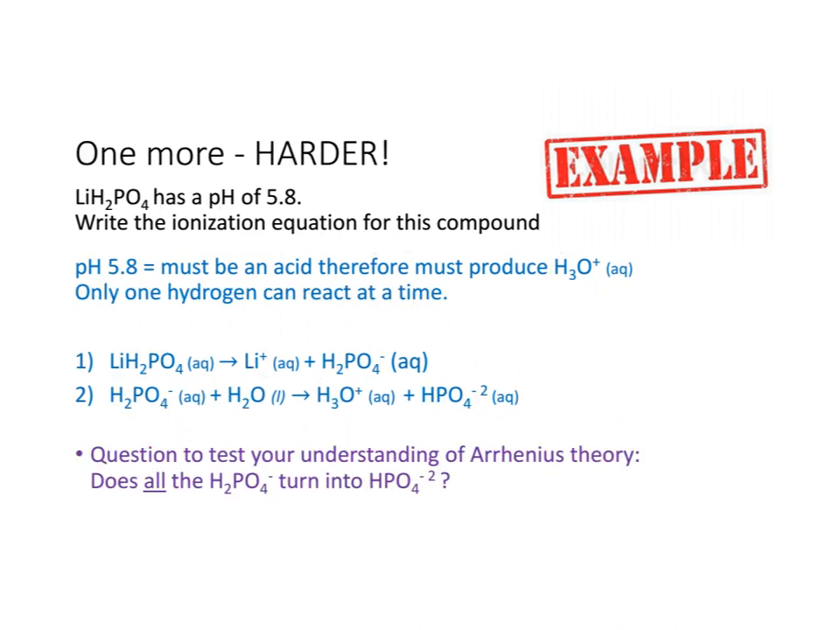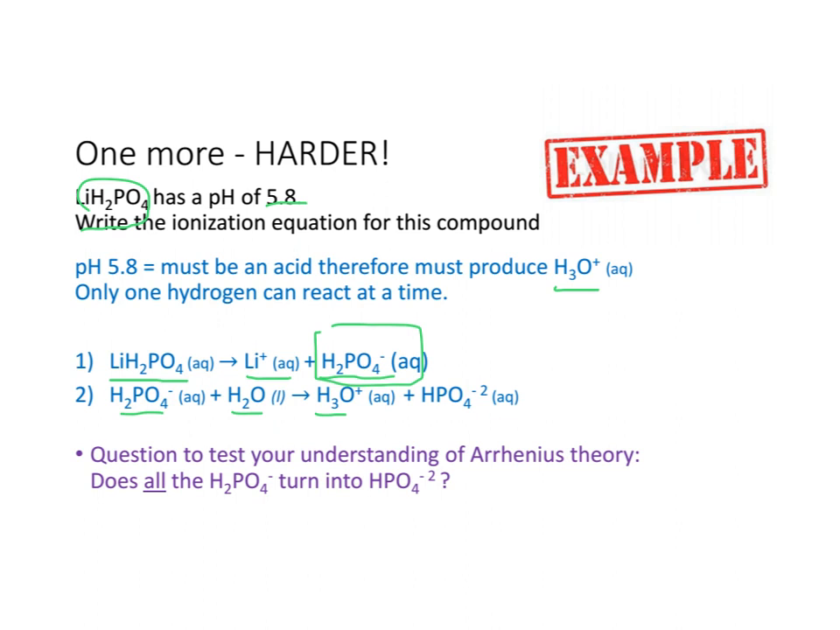Okay, one more example for modified Arrhenius acids. We're told that lithium dihydrogen phosphate here has a pH of 5.8. So 5.8 is acidic. So therefore, in our ionization reaction, we must produce hydronium ions. Our first step, though, remember, is to dissociate lithium dihydrogen phosphate into lithium ion and dihydrogen phosphate ion. So then we're going to take the compound with a hydrogen, in this case dihydrogen phosphate here. We're going to react it with water to produce hydronium.